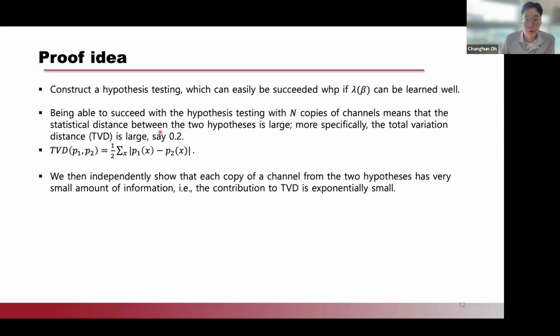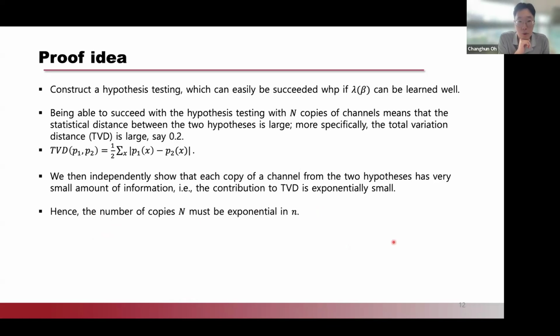First of all, we show that for the constructed hypothesis testing, the total variation distance has to be large enough. Then we independently show that each copy of the channel gives Bob a very small amount of information, which means that its contribution to the distance is exponentially small. That means that to achieve a constant distance, you will need an exponentially large number of samples, because each copy only gives you an exponentially small amount of information. That concludes that the number of copies n must be exponential in the number of modes.